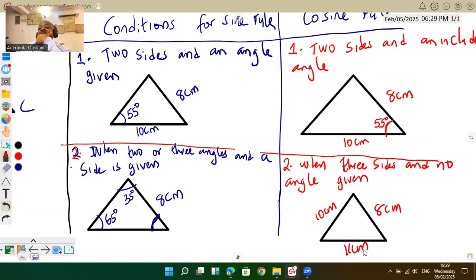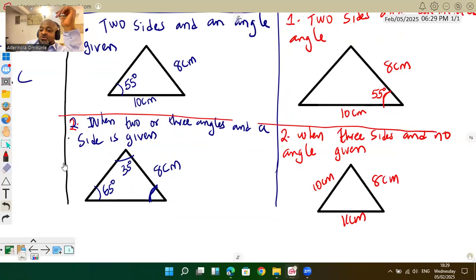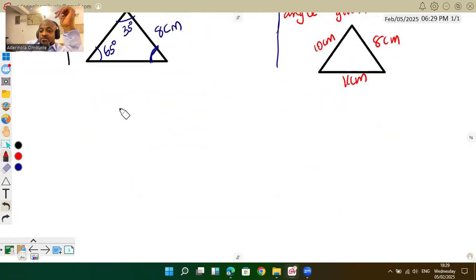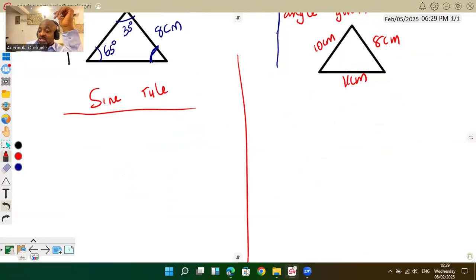Okay, so now let's go to the formulas, then we can now apply our sine or cosine rule formula. Okay, so for the sine rule, there are usually two formulas people write, but I prefer to just write one for the sine rule because once you have this one, it works for any. So the sine rule formula is a over sine A is equal to b over sine B, right?